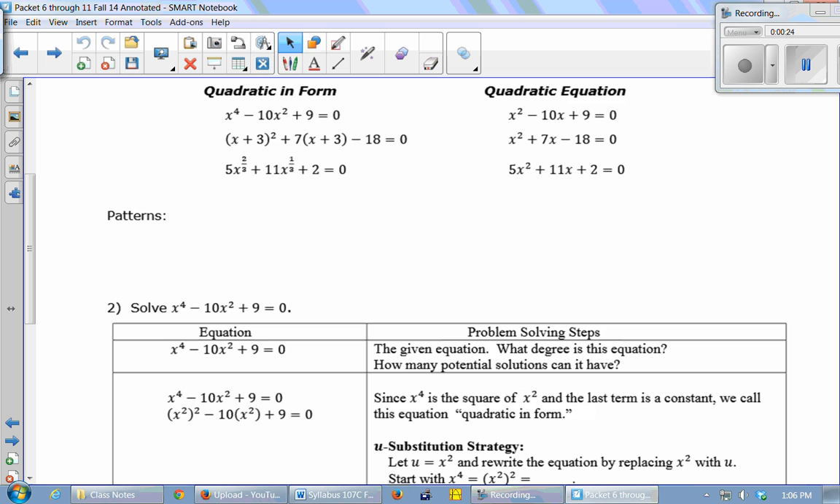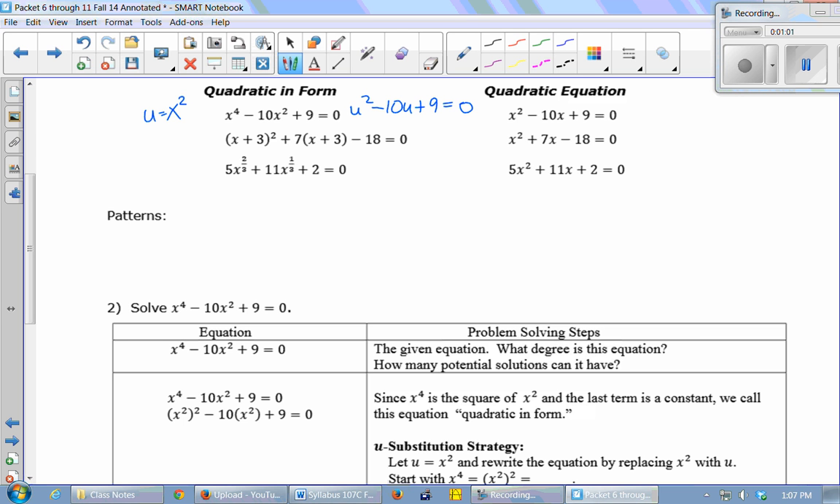So in each of these three examples, if I introduce a new variable, this is going to seem a little out of the blue, right? But in this first one, if you let u be x squared, everywhere you see an x squared in this equation, we're going to replace it with a u. How would I rewrite x to the fourth with a u instead? U squared. Good. So this is going to become u squared minus 10, and instead of x squared, I'm going to write a u, plus 9 equals 0. And that guy written in blue, u squared minus 10u plus 9 equals 0.